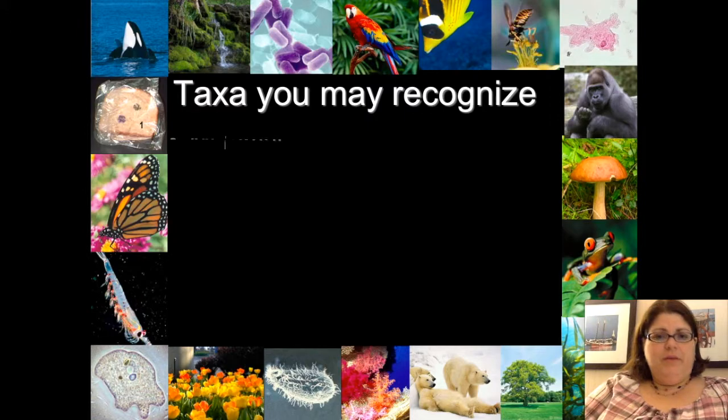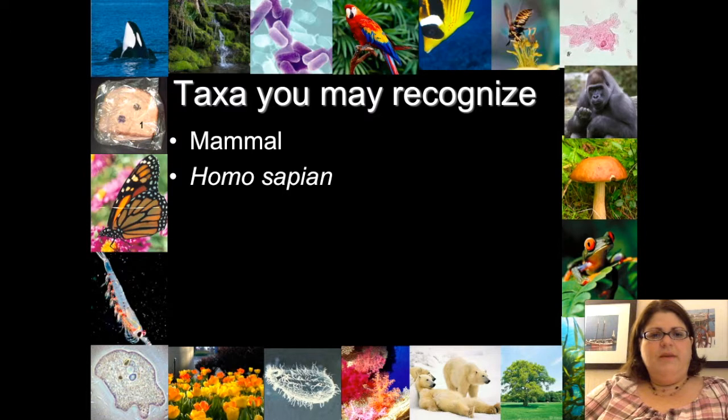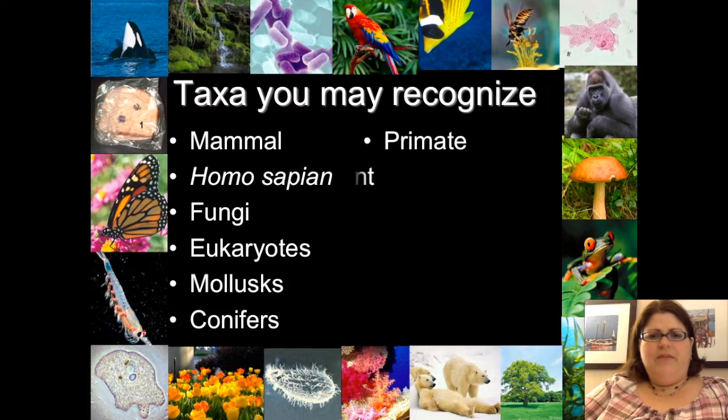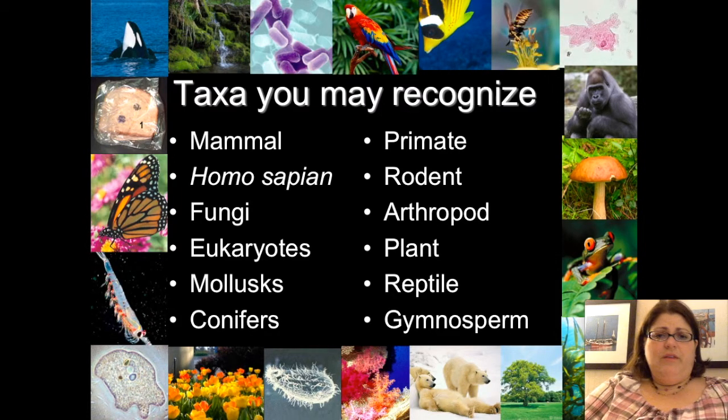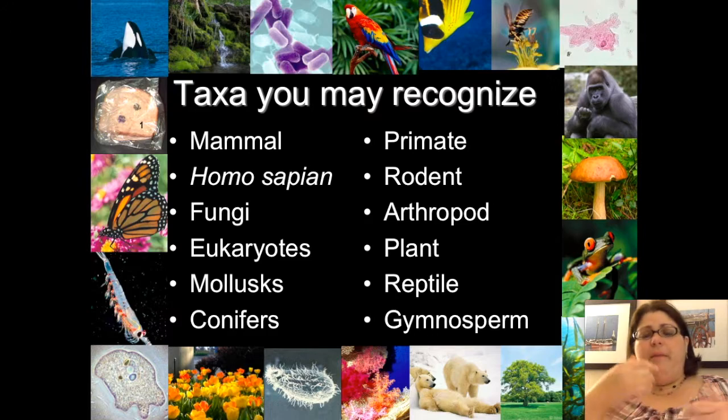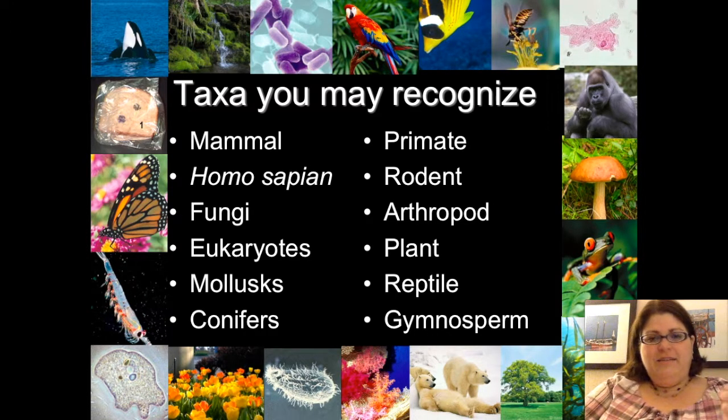So you're probably familiar with a lot of the taxa that go with those mnemonics. The terms mammals, Homo sapiens, fungi, eukaryotes, mollusks, conifers, primate, rodent, arthropod, plant, reptile, and gymnosperm. Hopefully you've heard of a lot of those words, and all of those words represent one of the levels of taxa. For example, fungi is a kingdom, mammal is a class, primate is an order.